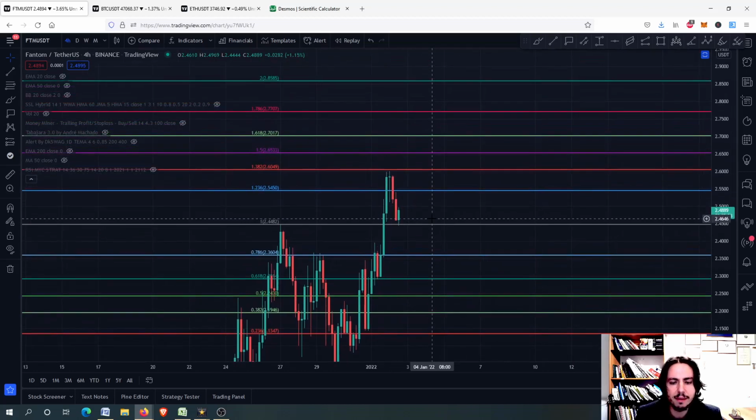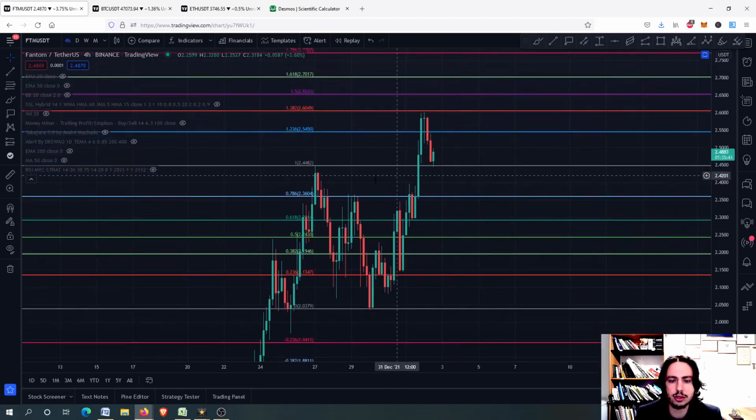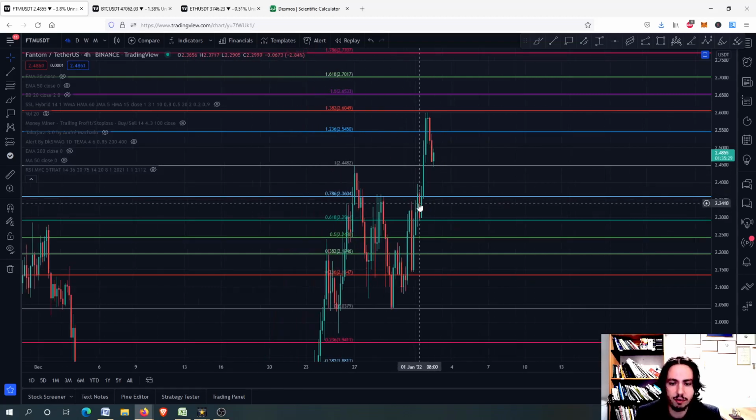So you can see how important it is to know that the 0.786 is better than some people think. And you should always analyze and always have the 0.786 and the 0.5 as your major support and resistance levels, especially the 0.786 as a major resistance level. Because if we break above, we usually go even higher.